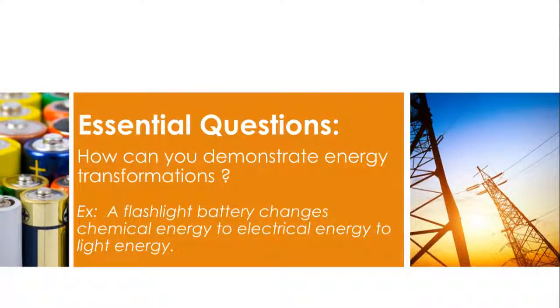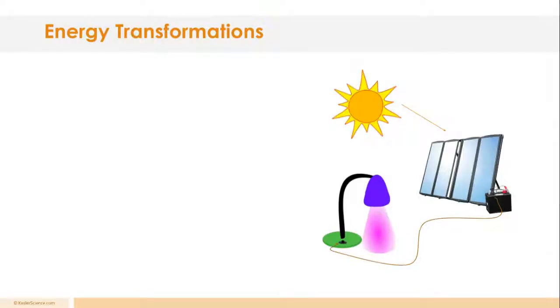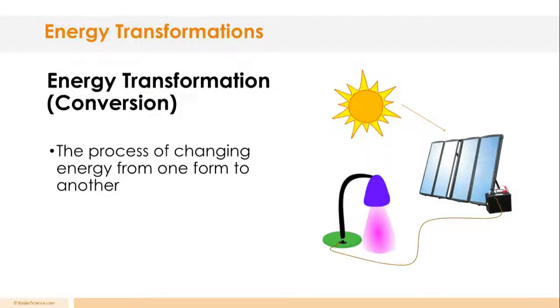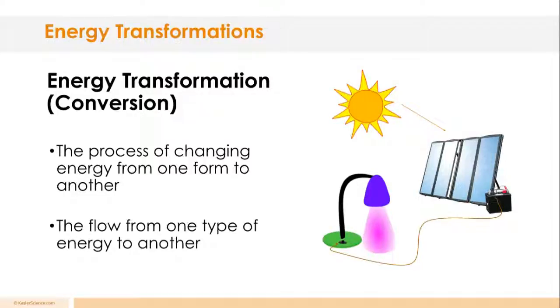For example, a flashlight battery changes chemical energy into electrical energy into light energy. So how does that happen? When we look at energy transformations, you may also hear it called energy conversion, where energy is changing from one form to another. So you can see the picture there as the flow of one type of energy to another type of energy, from the radiant sunlight to the solar panels, changing it to a chemical form in the battery, to electrical, to the light, back to radiant as that light bulb shines light down on the table.